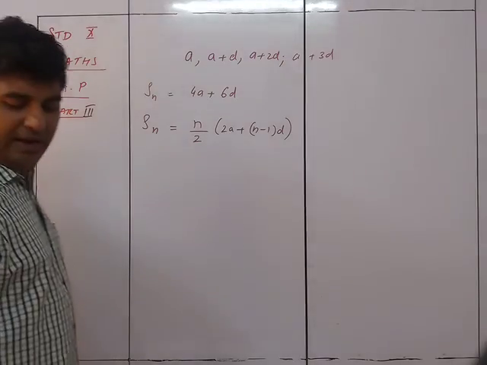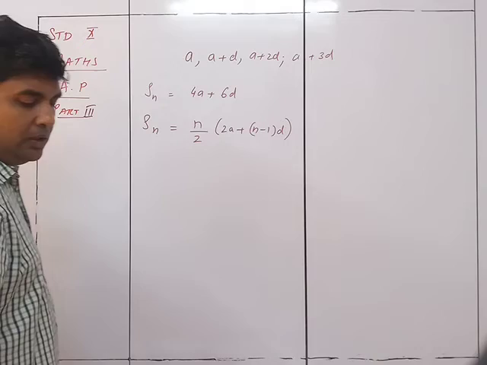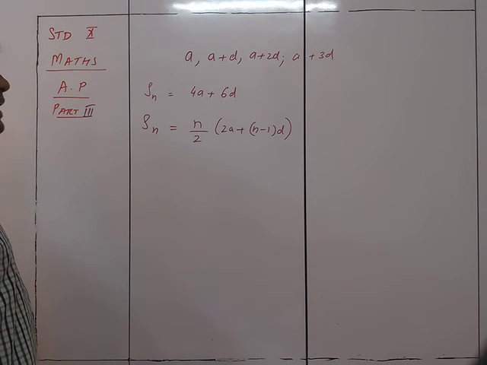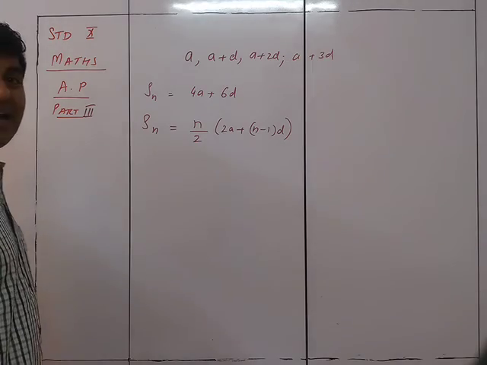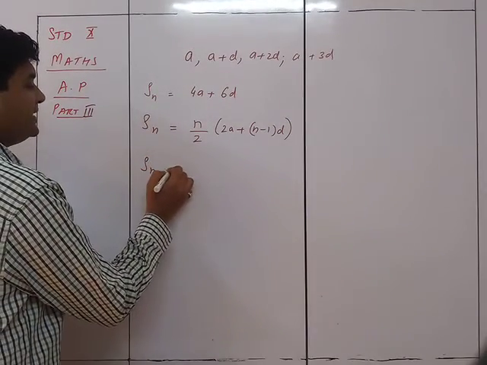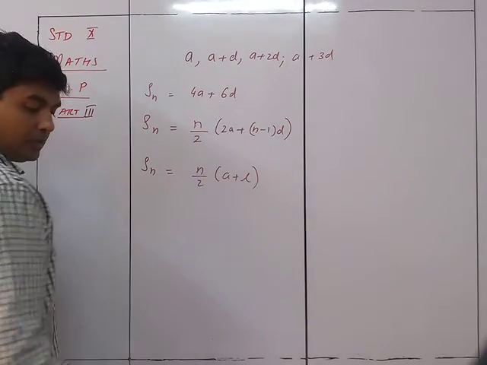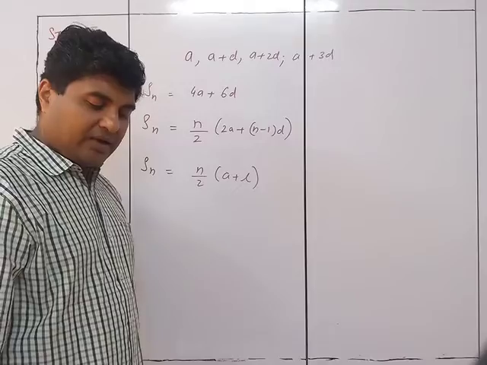We need not derive this formula. It's there in the textbook how to derive it, but it's not required to be known. So this is one formula. And if the last term is given to me, then I can also have the formula Sn is equal to n upon 2 into a plus l. So these are the two formulas which I can take.